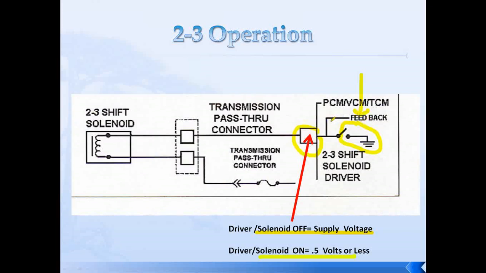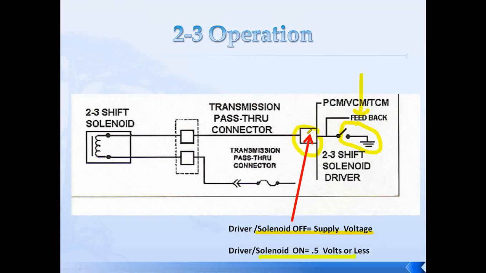Now that feedback line effectively is a built-in digital voltmeter. So it's doing the same thing that we could be doing with a voltmeter hooked to the pin right here of the PCM itself. So without even having to hook a meter to the vehicle, I can tell what the condition and status of that solenoid actually is. Is the solenoid being turned on or the solenoid being turned off? Is the solenoid working correctly or not working correctly by simply monitoring the feedback line?